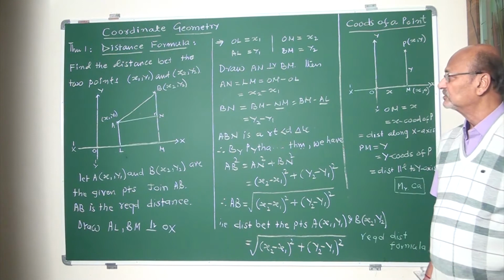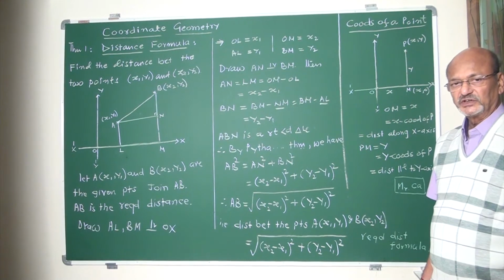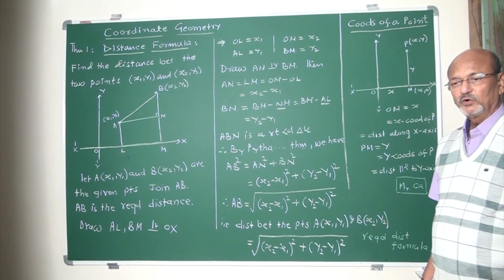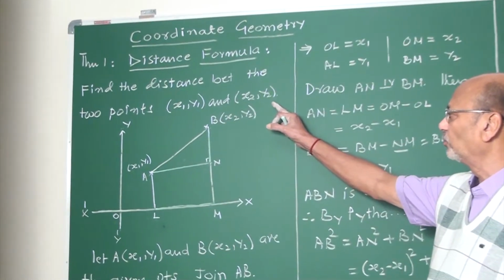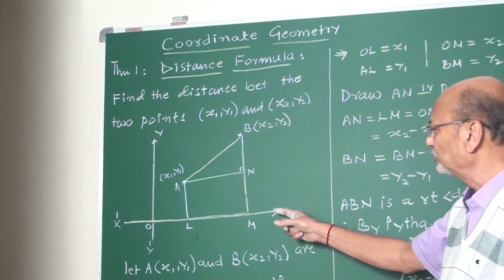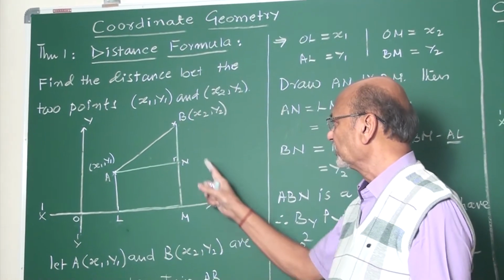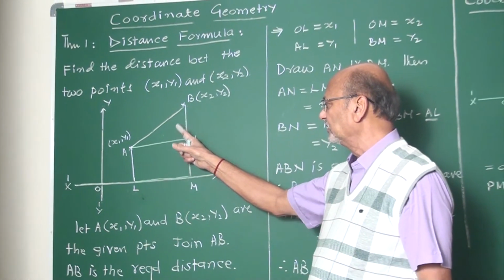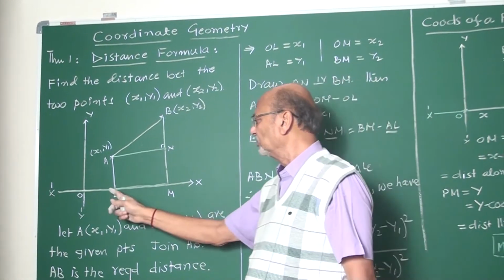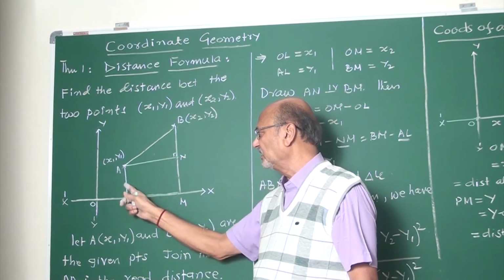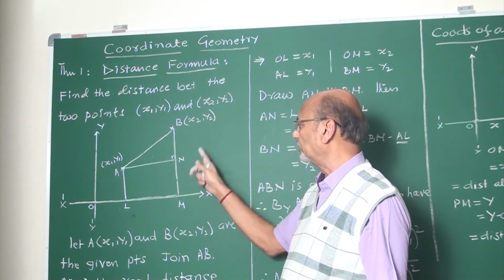My friends, understood? I give once again the highlights, the main points of this theorem. In this we want to find the distance between 2 points. This is the figure, the XY plane. These are the 2 points in the XY plane. Join them. Draw perpendiculars: the x coordinate is OL, x1, and AL parallel to the y-axis is y1; OM is x2, BM is y2.